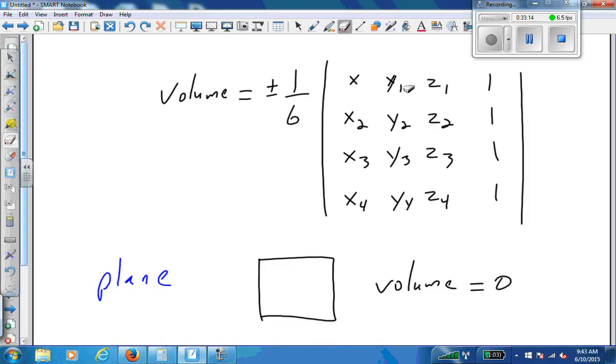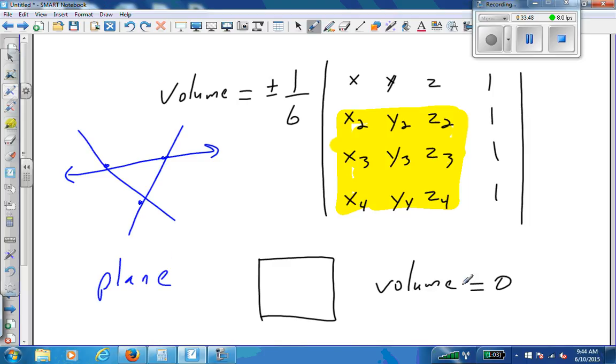So if we let the first row be just X, Y, and Z, and then we fill in our 3 points in here, calculate that determinant, set it equal to 0, then the resulting equation will be the equation of a plane that contains those 3 points. Remember, to determine a line, it takes 2 points, but to determine a plane, it takes 3 points. So 3 points, that would give us a plane.